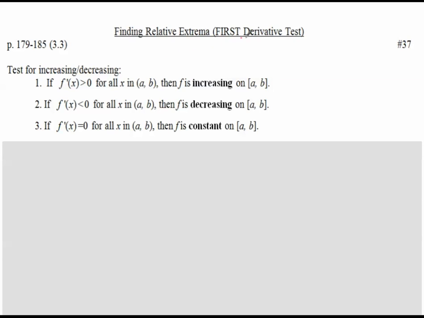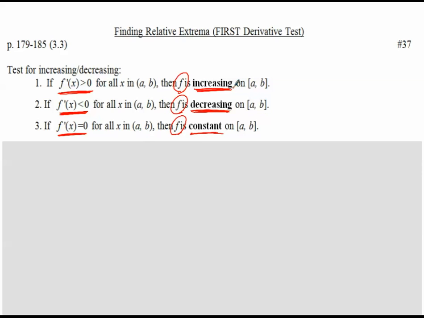So here's how we use the first derivative to test for increasing or decreasing. If f prime of x is greater than 0 for all x in the interval a to b, then f, notice it's f, is increasing on that interval a to b. If f prime of x is less than 0 for all x in the interval a to b, then f is decreasing on that interval. And if f prime of x equals 0 for all x in that interval a to b, then f is constant on that interval. So greater than 0, that means f prime is positive. It tells us f is increasing.